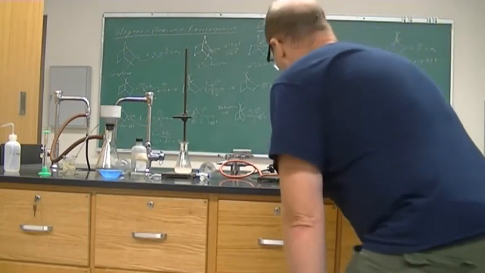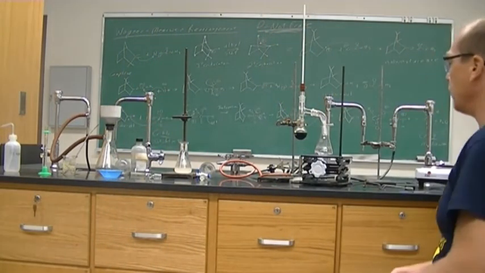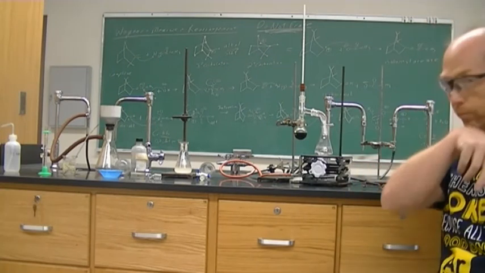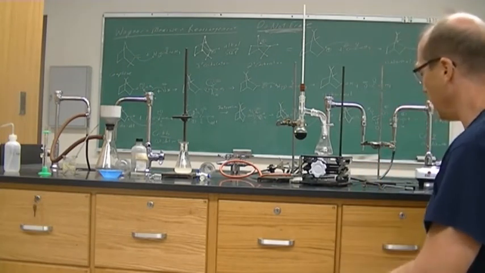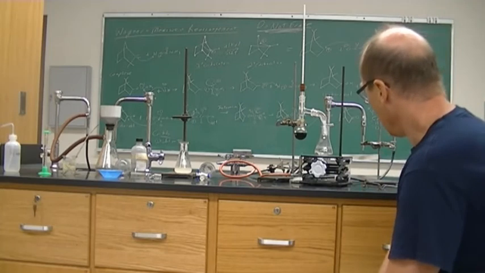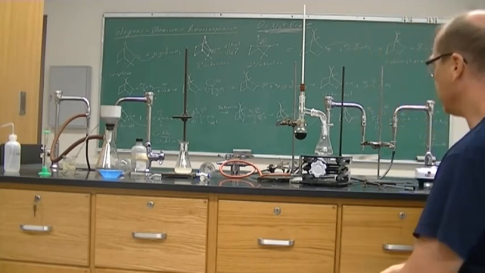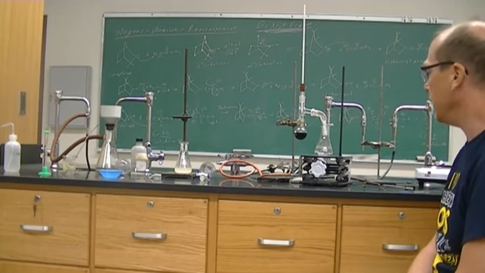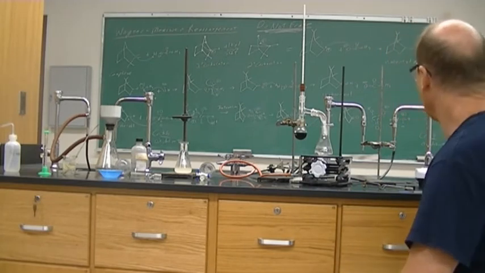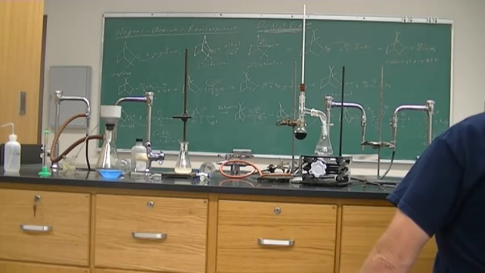So we're going to heat it gently, and the first 3 mils we're going to discard. They should be very low boiling organic impurities, and then we will collect the rest of our camphor.